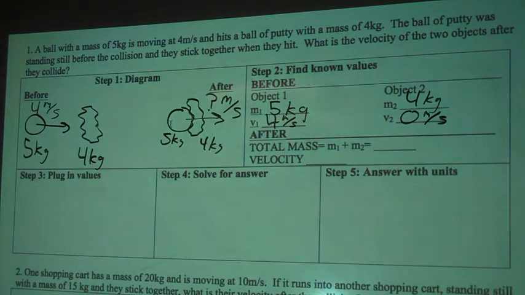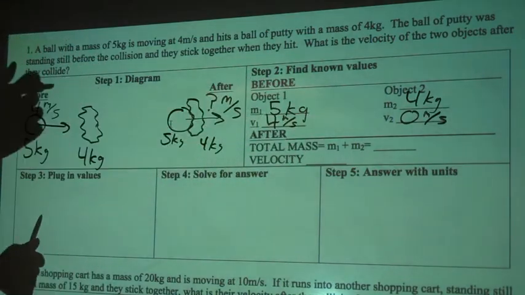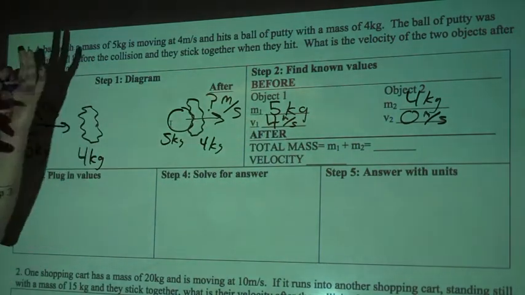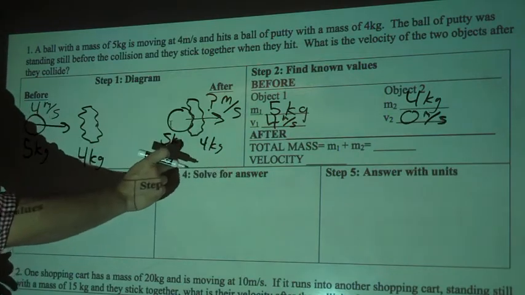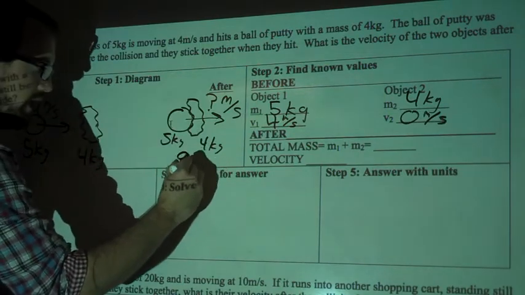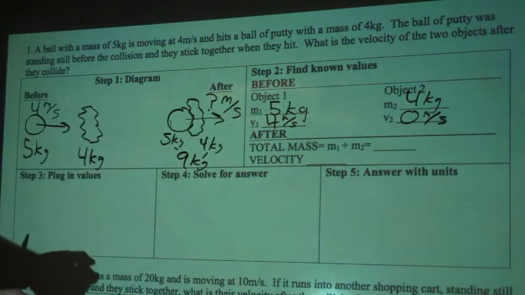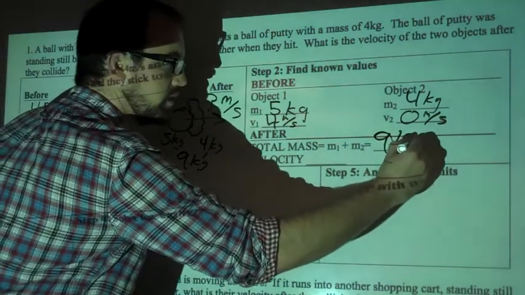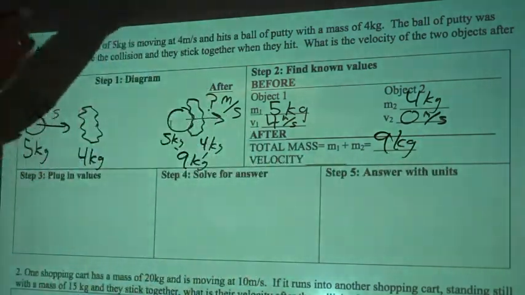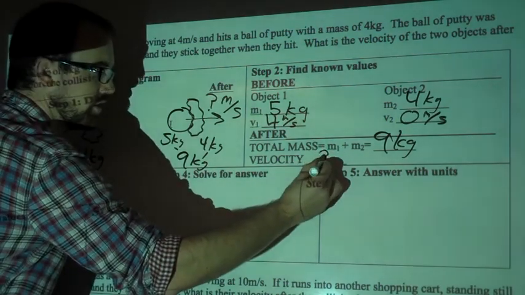Okay? Alright, so we can do this step really, really easily right here. We can find our total mass. So I want to add 5 kilograms and 4, 5 plus 4. The total mass of this is going to be 9 kilograms. And I don't know the velocity yet because I'm trying to find that. So I'm just going to write a question mark there for now.